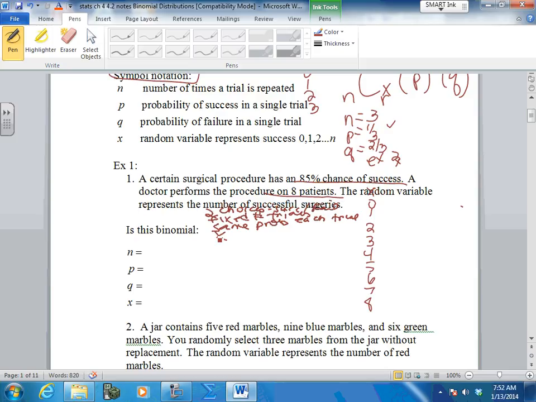What is n? It is 8, the number of trials. What's p? 0.85. Let's turn our percent into a decimal. How do I find q? 1 minus p. So that would be 0.15. Good. And x is going to be from 0 to 8. You can have 0 successful surgeries, 1, 2, all the way to 8.